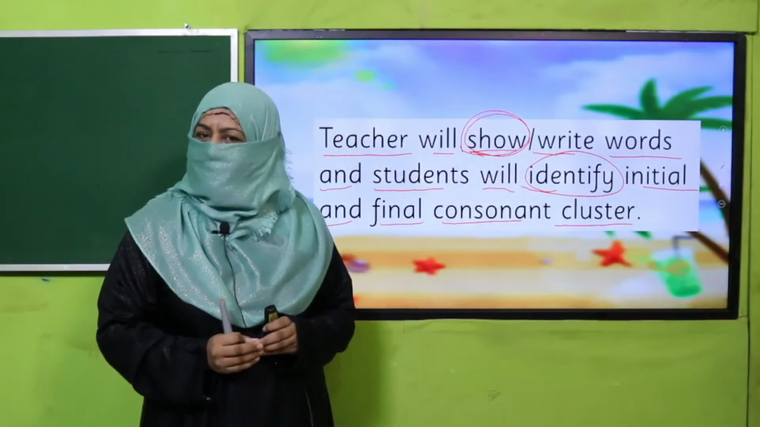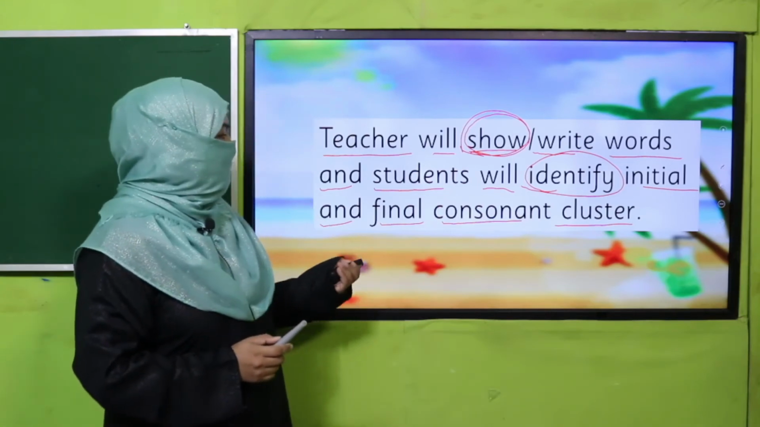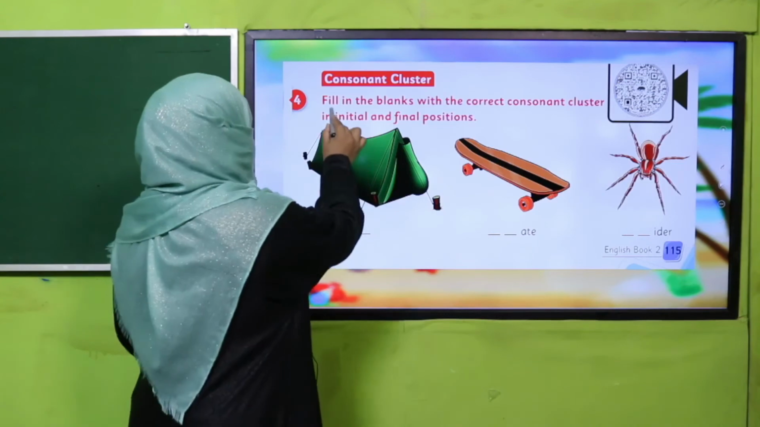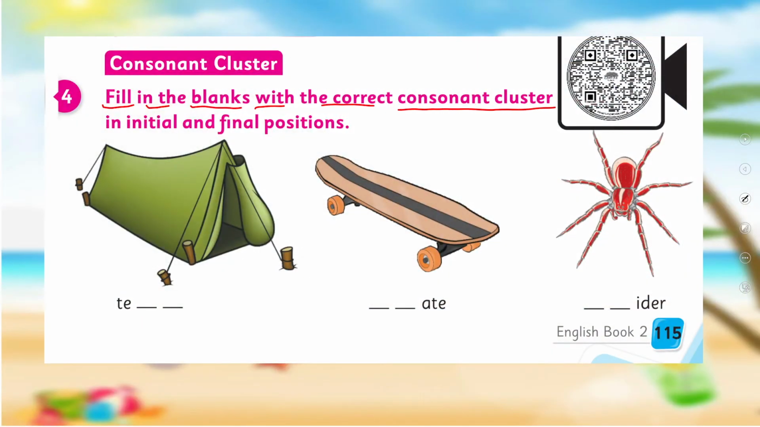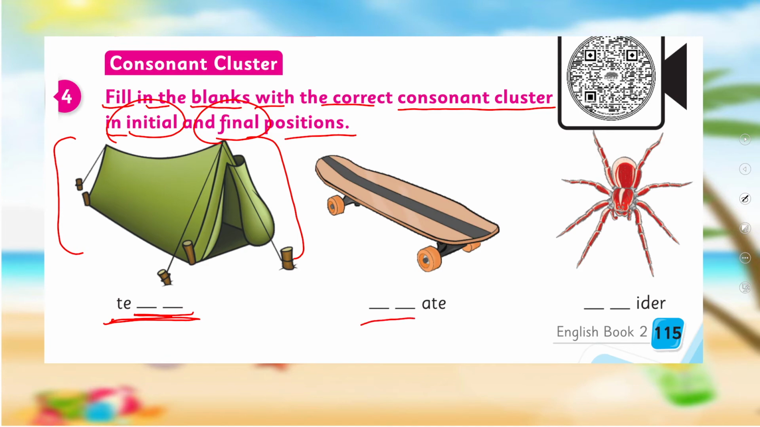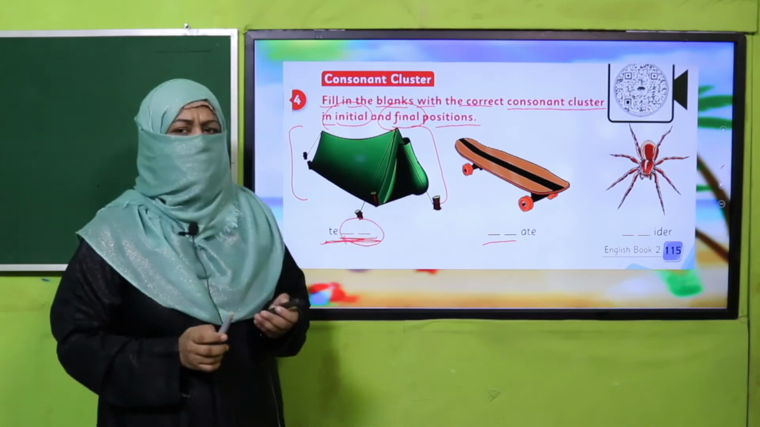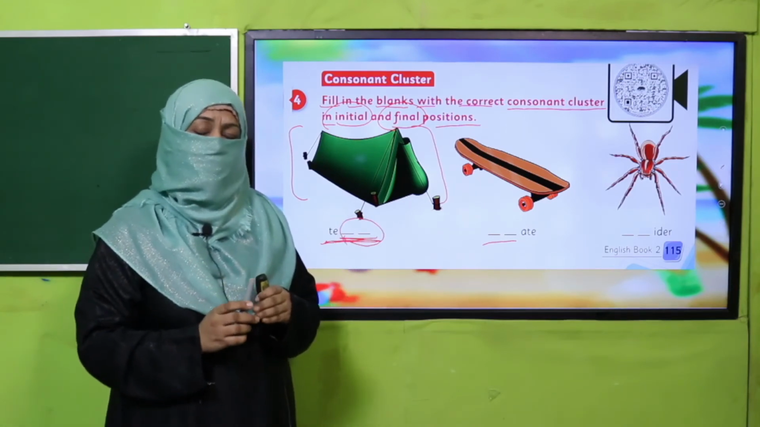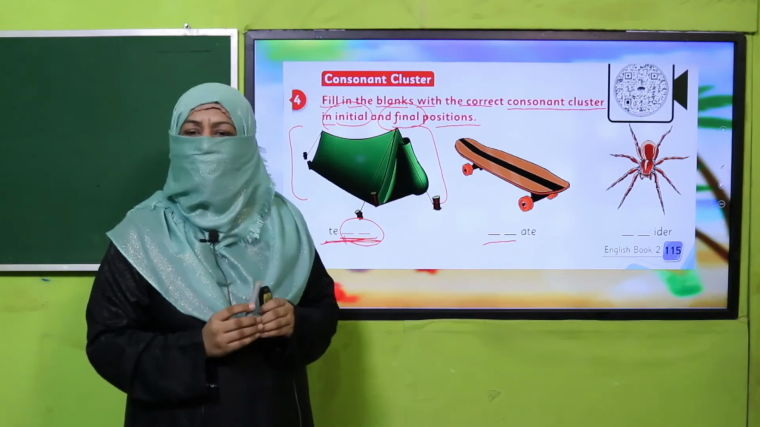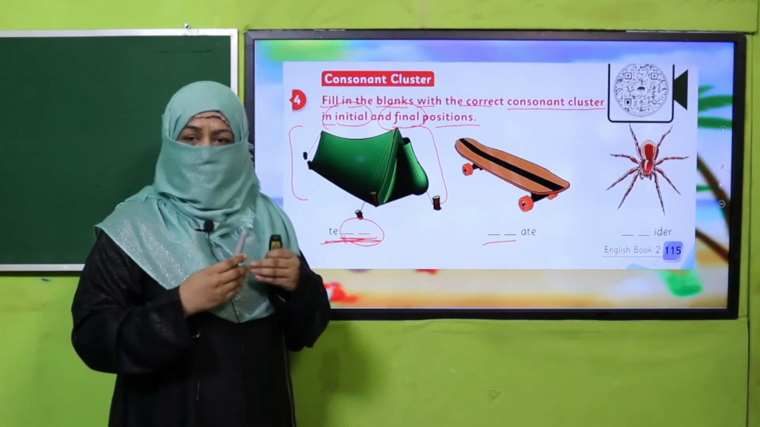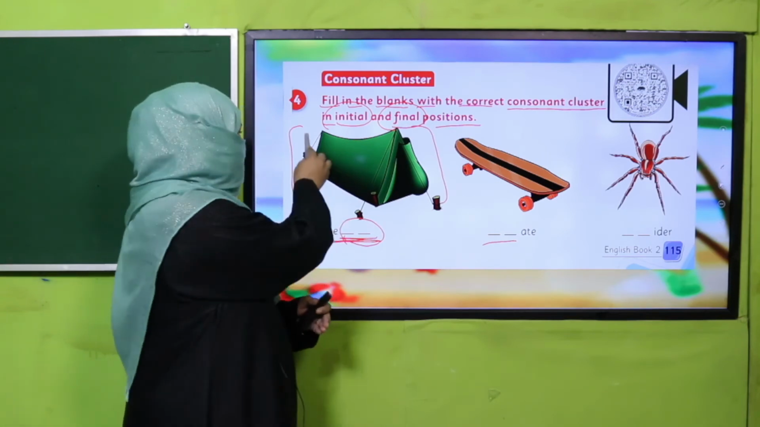Yes, my dear children, are you done with it? Good job. Now we are going to practice this concept from your book. Fill in the blanks with the correct consonant cluster in initial and final position. So beta, first you'll have to look at the picture. Here is a word. For a few words, the final consonant cluster is missing. For a few words, the initial is missing. First, you have to say the word, find out the consonant cluster and then write it over here. If you find any difficulty, raise your hand, talk to your teacher, and teacher, kindly guide the student once again. Don't tell the answer. Make the child try by him or herself by looking at the picture.